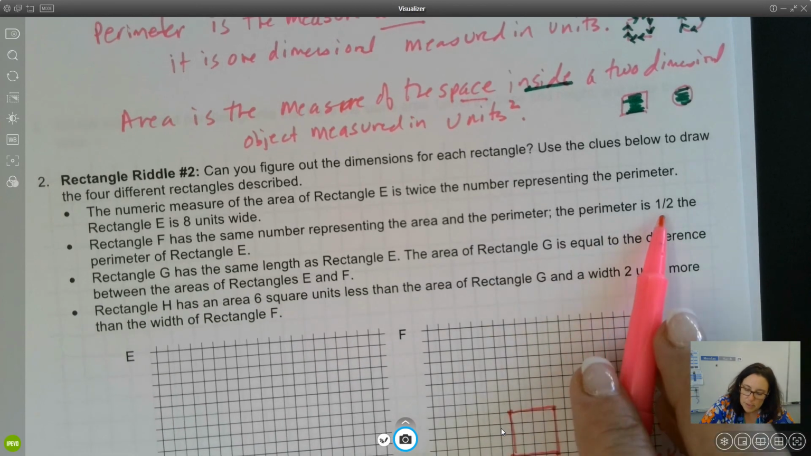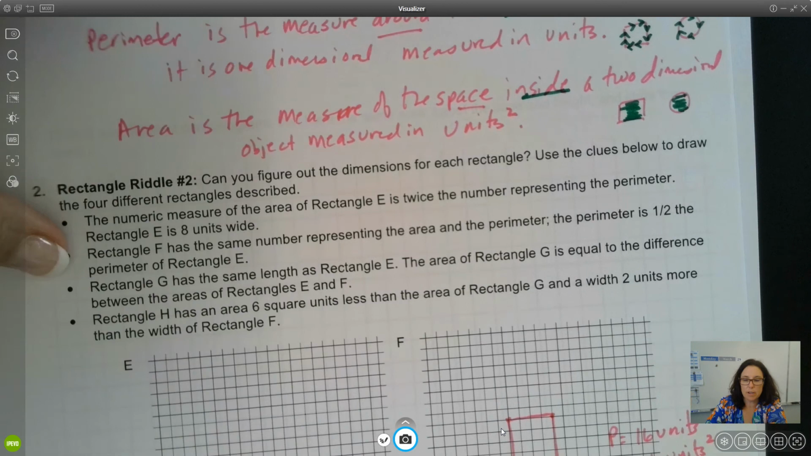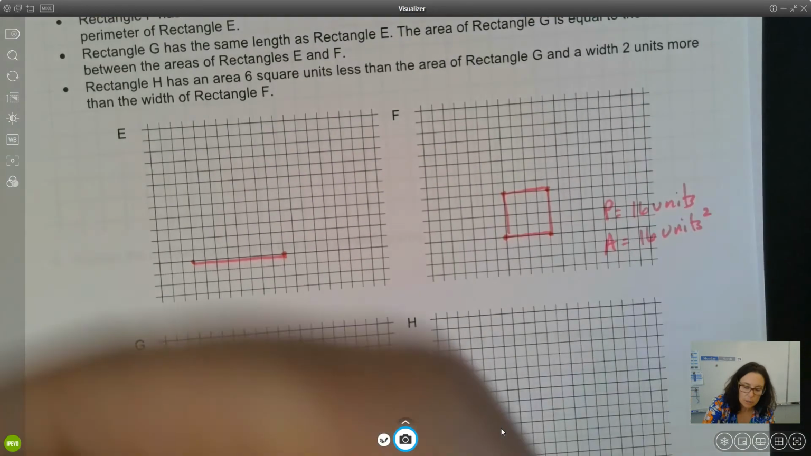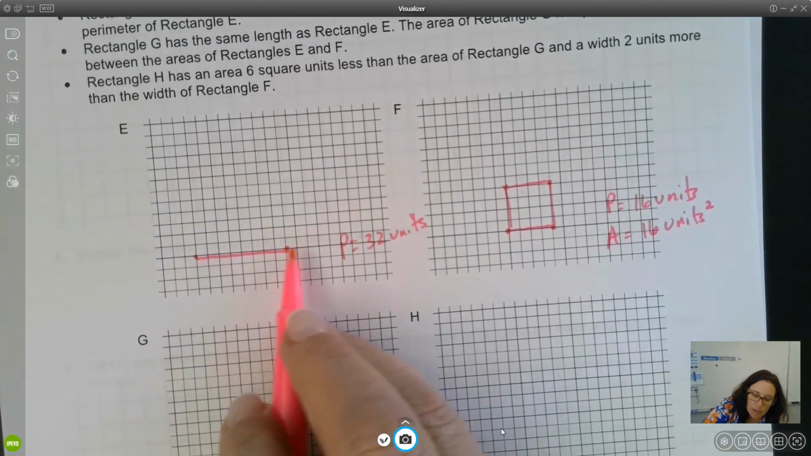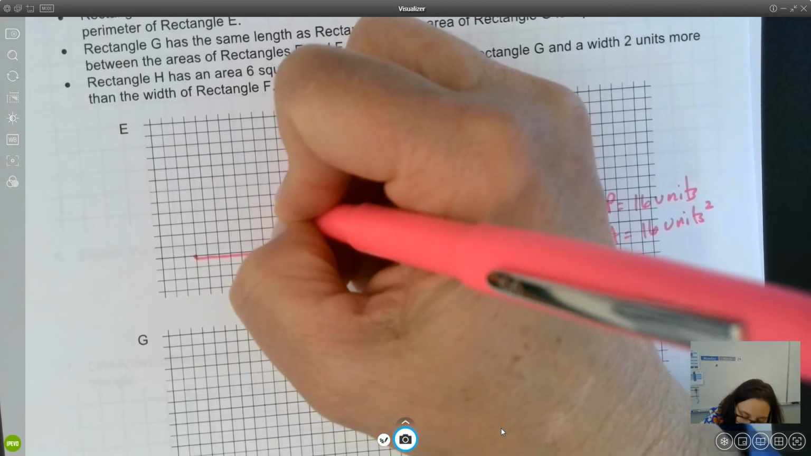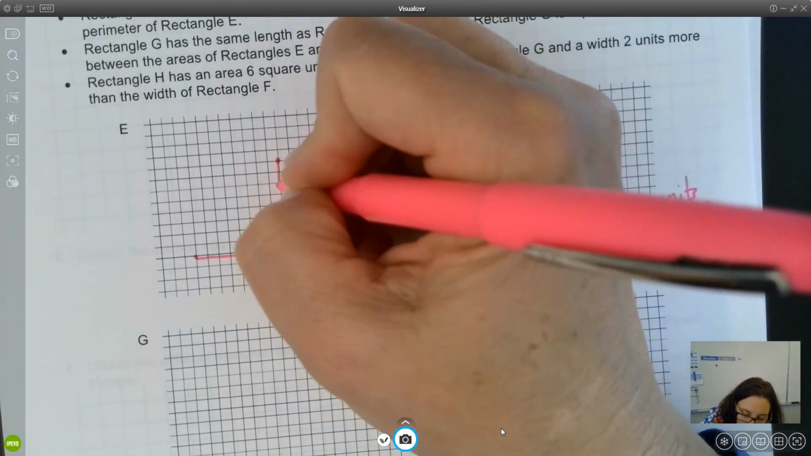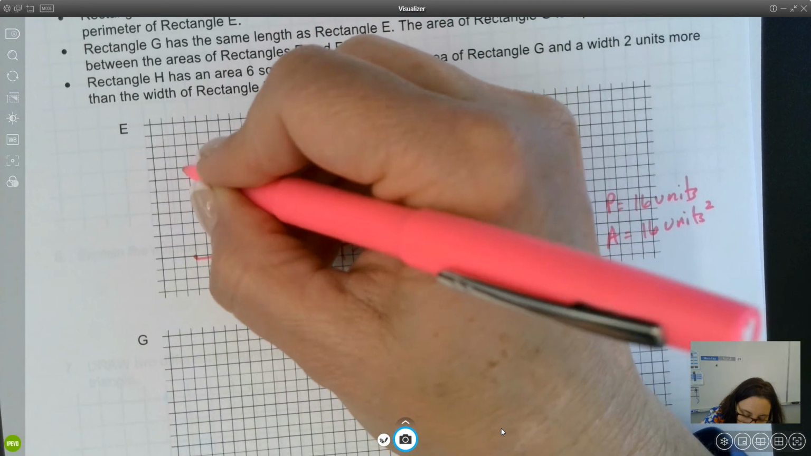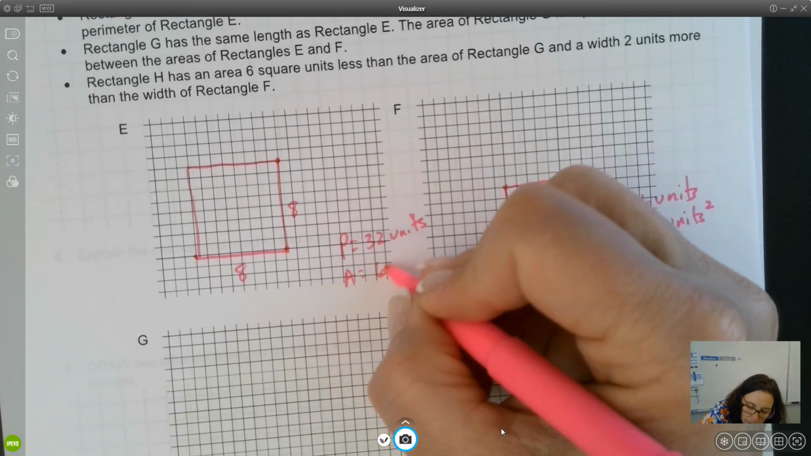Okay, it says the perimeter is half the perimeter in E. Okay, so we need a perimeter of 32 over here. So if this is 8, it would need to be an 8 by 8. 2, 3, 4, 5. Okay, and then we'll make sure that we have all these. So area then would be 64 units squared.